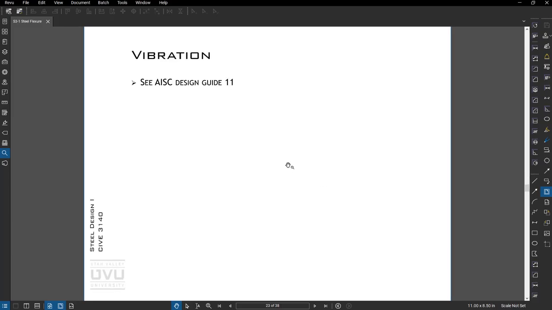All right, for vibration, we go to AISC Design Guide 11. I'm not going to get into it here much. It's good to check this for office floors, especially when you're using open web joists for the floors rather than wide flange beams.